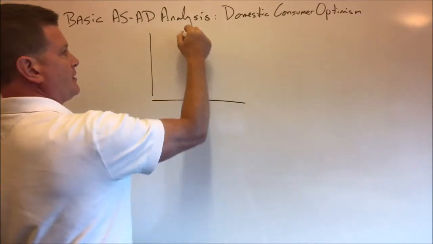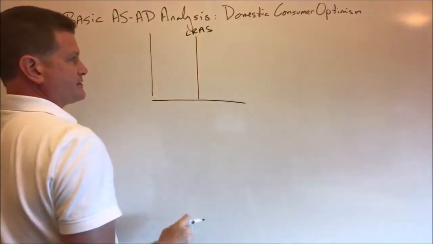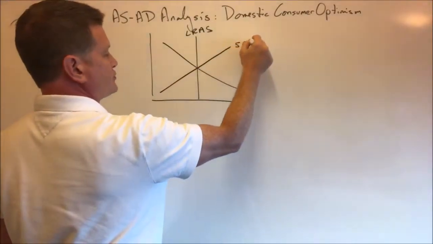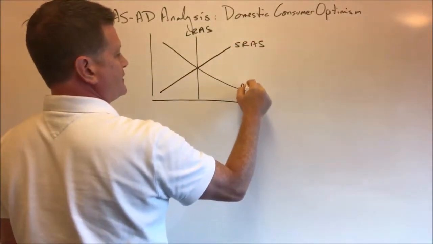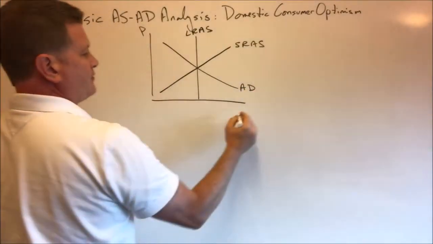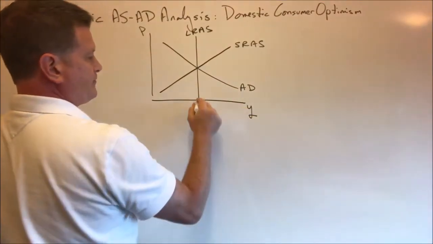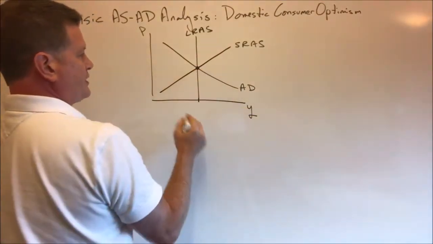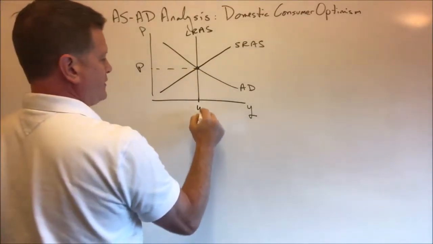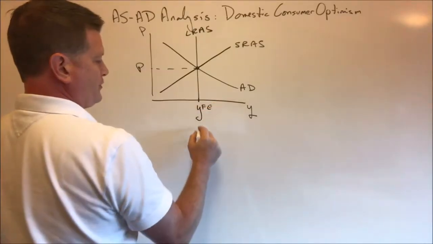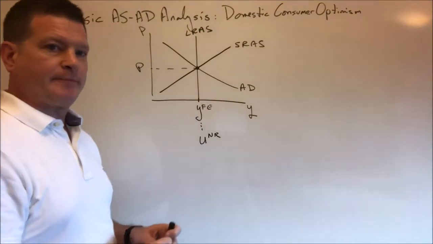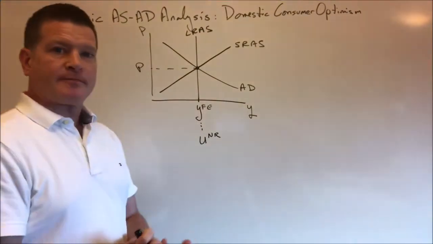I start with the long run aggregate supply curve. There it is. I then draw a big X. That is my short run aggregate supply curve, and that is my aggregate demand curve. This is the price level. This is real GDP. And initial equilibrium is where everything crosses. There's the price level and the initial full employment level of output, which is related to the natural rate of unemployment. This is where we start.